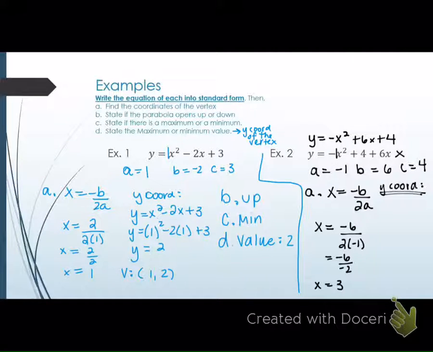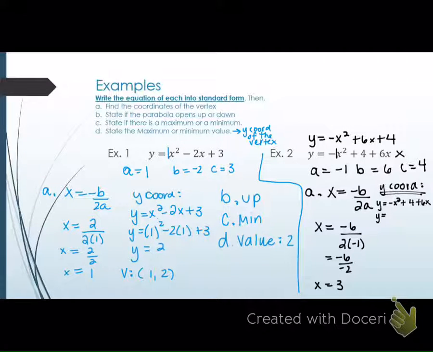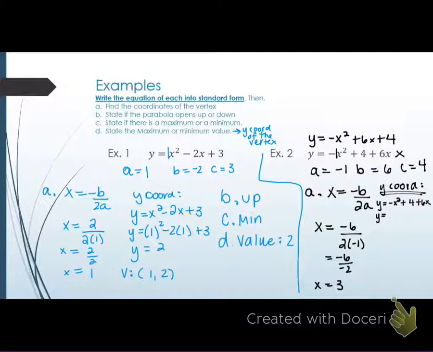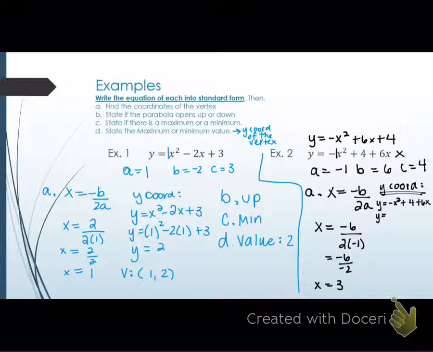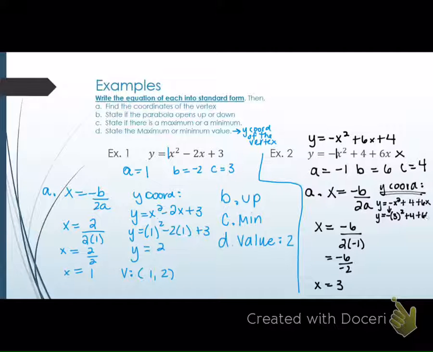All right, for the y coordinate you substitute it back in. So we do negative x squared plus 4 plus 6x. It does not matter which one you substitute it in for. Which number do you put in for x? 3. So this negative is on the outside, then we do parenthesis 3 squared plus 4 plus 6 parenthesis 3.